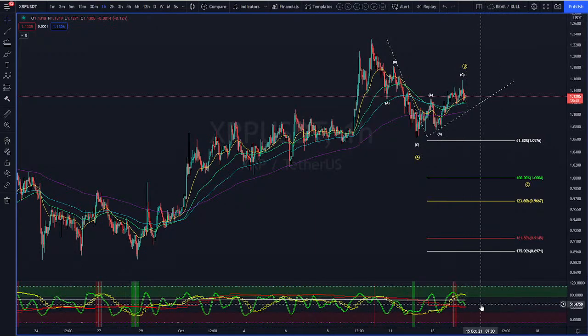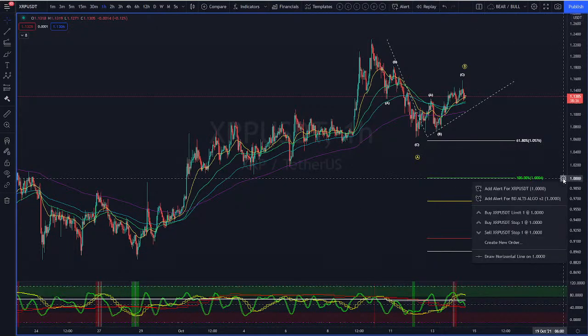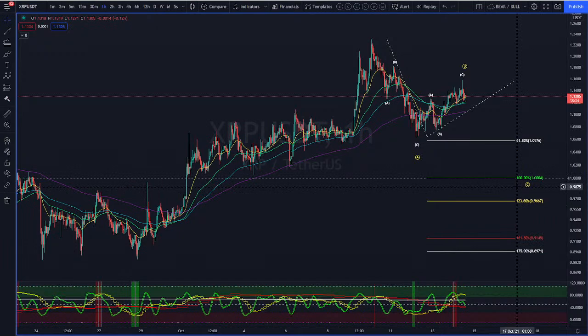But Ripple, I would say $1. I'd be setting an alert on Ripple for $1. I'm actually going to do that. Add an alert for Ripple at $1. Once it gets there, I'd be interested in buying. But for right now, the answer is no. That's what I've got on Ripple.